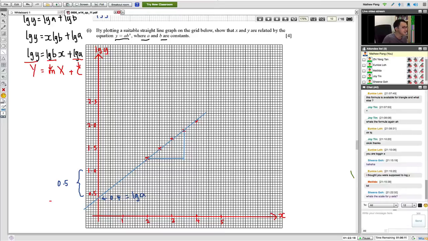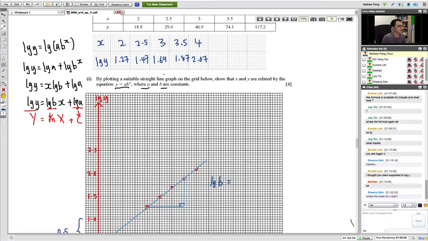Okay, so then I will write my log B. Then I use the coordinates. Basically I use the first and fourth. First will be 1.27 minus the fourth coordinate, which is 1.87. I use this coordinate and this coordinate to find the gradient.